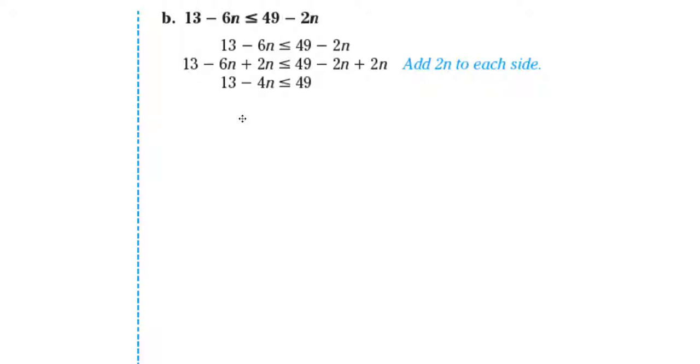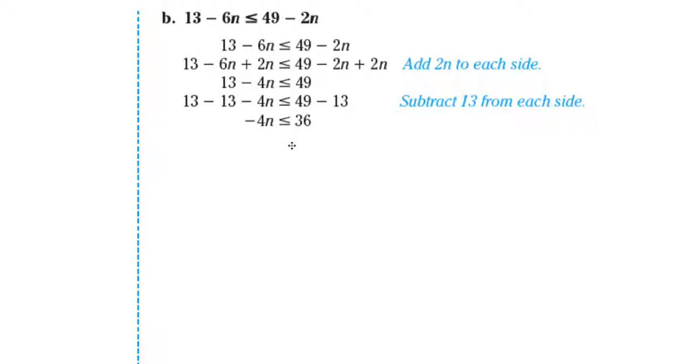Two-step inequality. Work backward. We need to undo positive 13. In order to undo positive 13, we need to subtract 13 from both sides. So we subtract 13 from both sides. We end up with negative 4n less than or equal to 36. Okay, remember what I told you in the past.